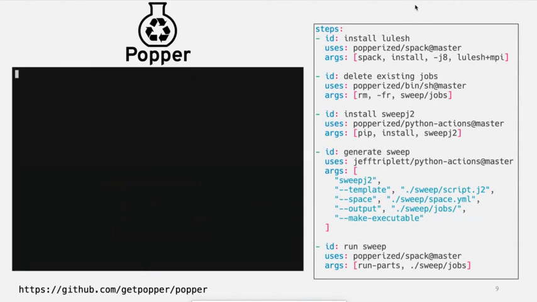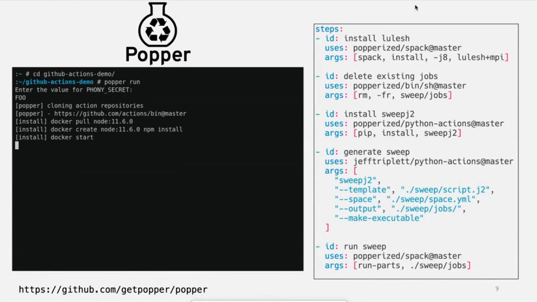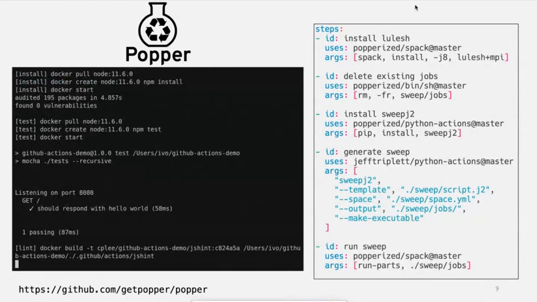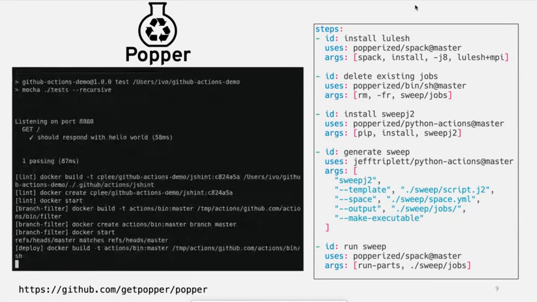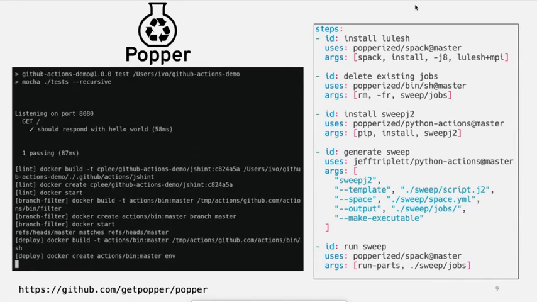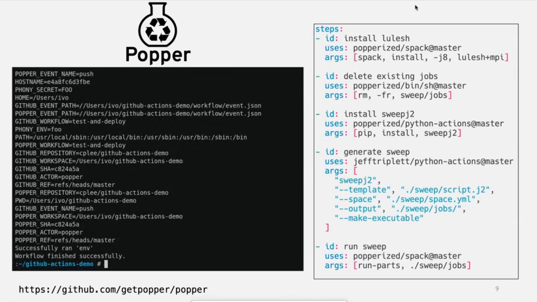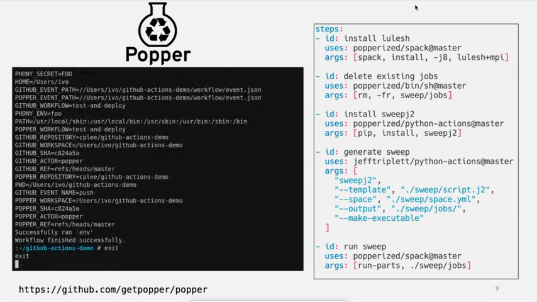So Popper is a lightweight container engine that takes these YAML files and re-executes them on your machine. The only requirement is that you have a container engine running on your machine, like Docker. So you run Docker, and that's it. That's all you need. Popper runs in Docker itself, so you don't have to install anything. You just install Docker or other engines, and I'm going to talk about other engines. And then from that point on, you can start consuming these workflows that other people have worked on.